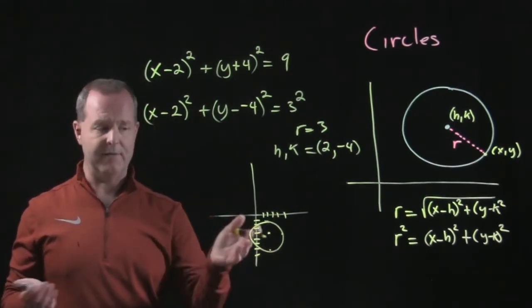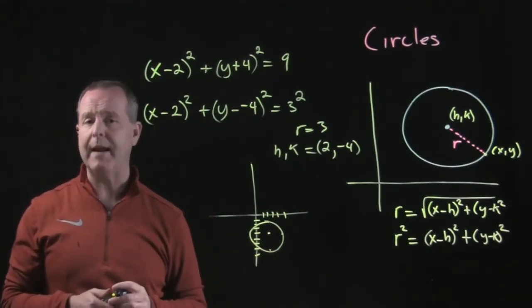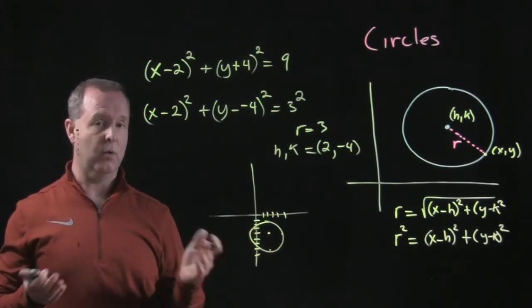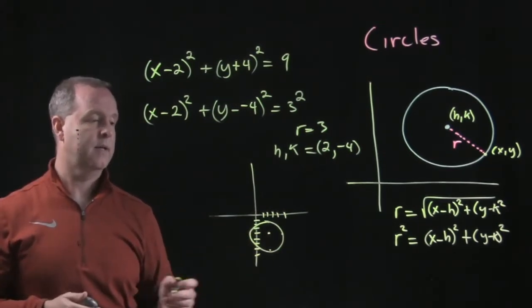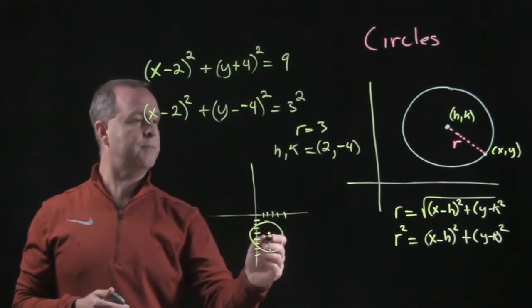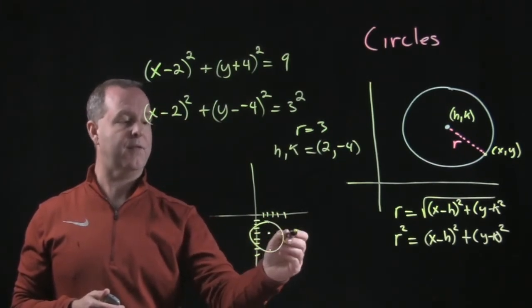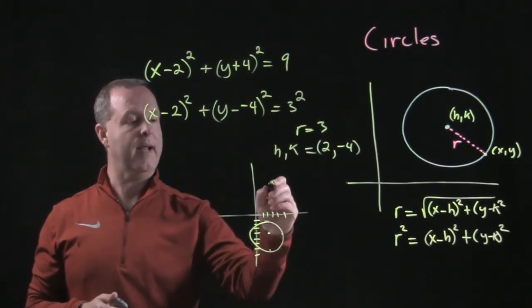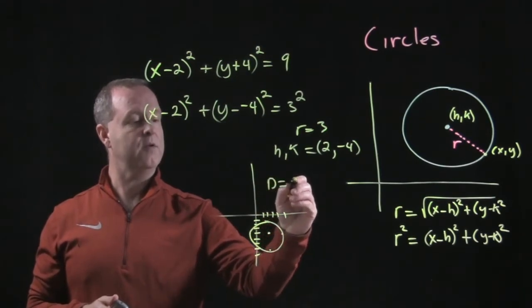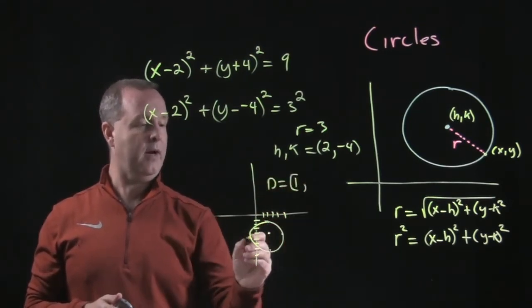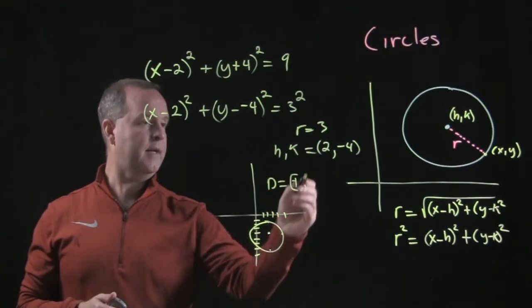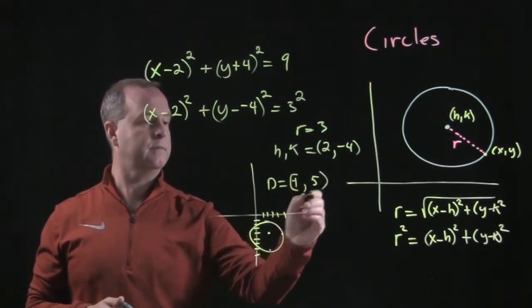Also, I have enough information to find out the range and domain of our circle. The domain are all values of x. And so if my center point was at 2 and my radius is 3, I know that my domain is all values between negative 1 and 3 plus the 2, which is a 5.